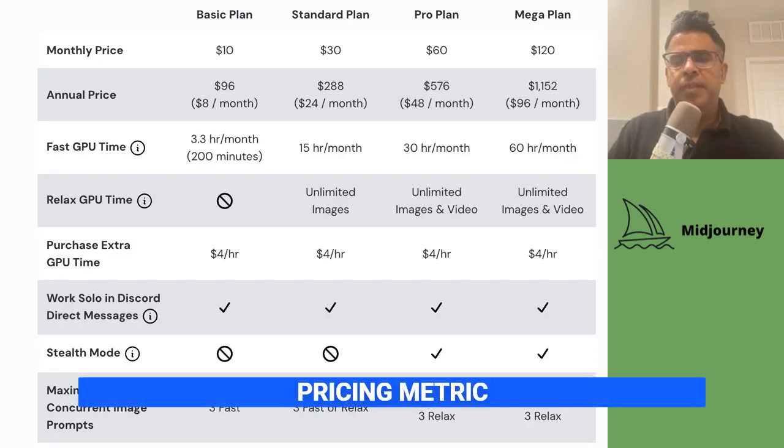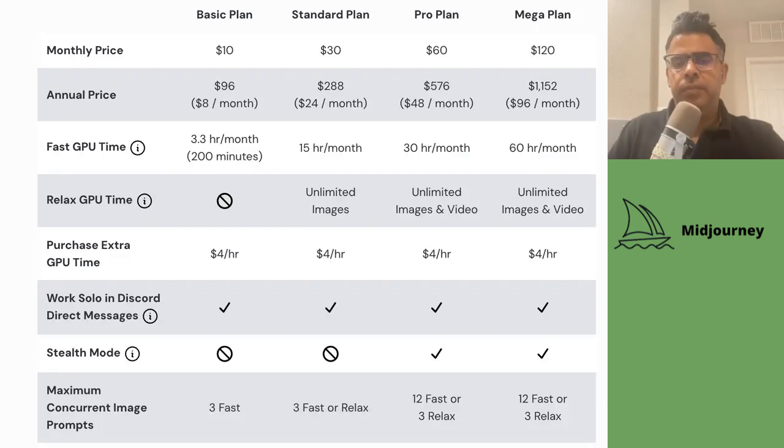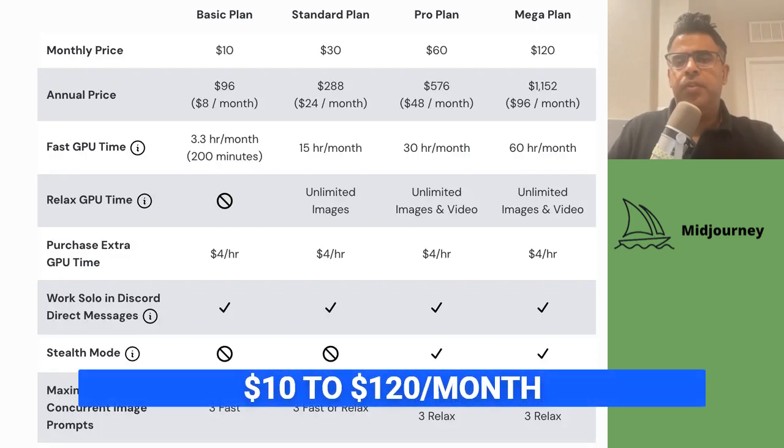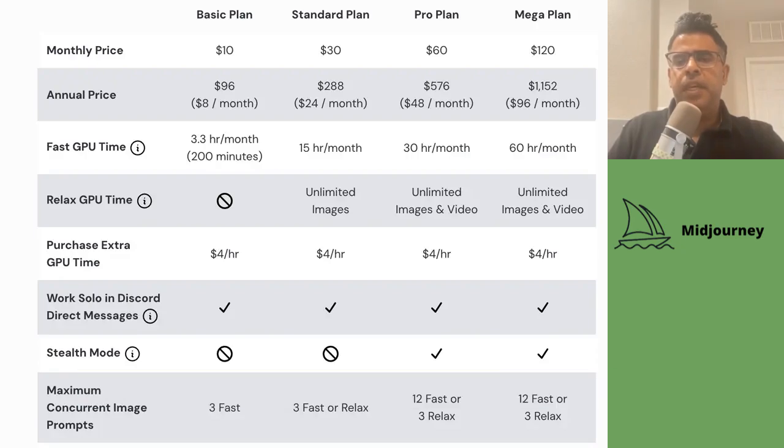Now, the pricing metric is the thing that is the most restrictive in use generally, right? For a CRM sort of product, it would be the number of seats. For an OpenAI sort of product, it would be tokens. In this case, it is fast GPU time. And then finally, it's the price point. So let's take a look at the price point. The price point varies from $10 to $120 per month. And then if you pay on an annual basis, you get a little bit of a discount.